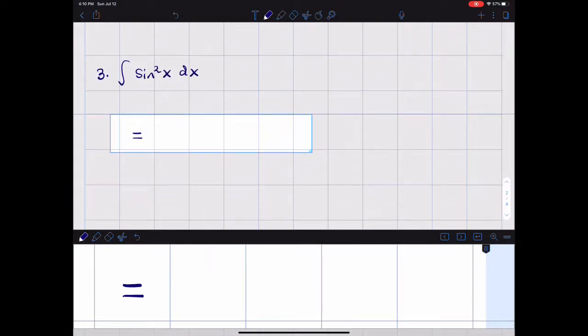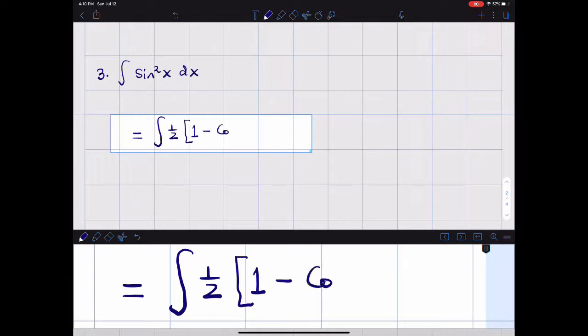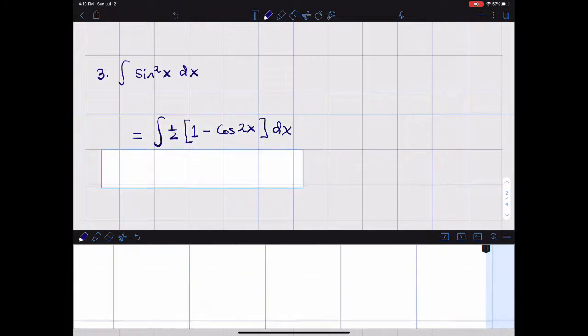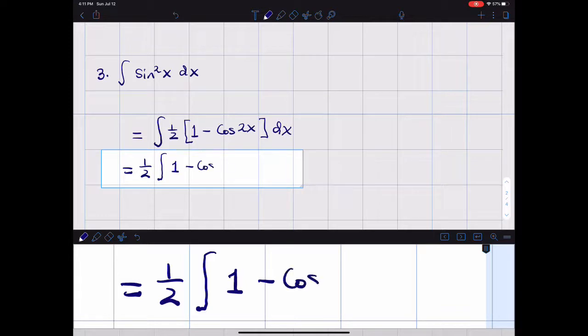So we can write this as the integral of 1/2 times 1 minus cosine 2x dx. Already we can factor out the 1/2 because it's a constant, and constants are very nice things. We can play with them however we want. All right, we have 1 minus cosine 2x dx.